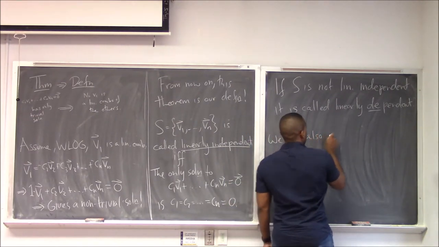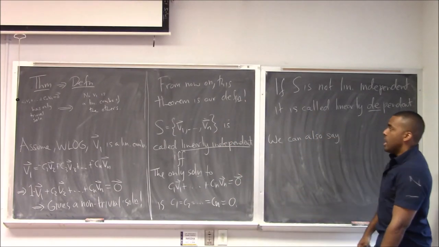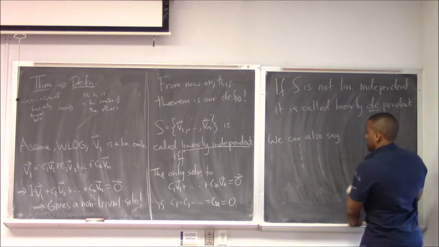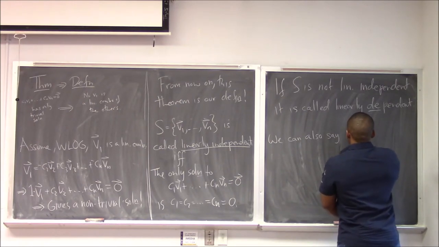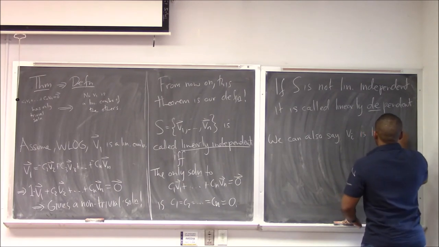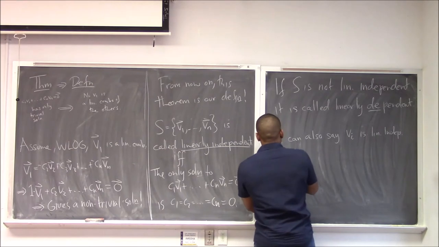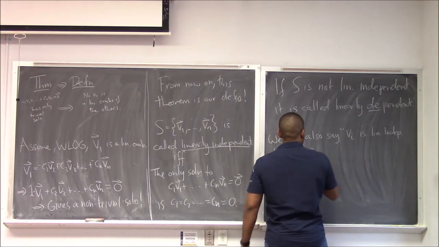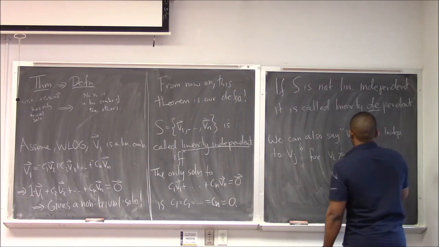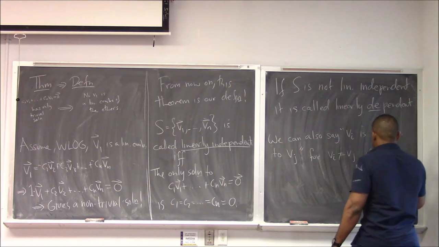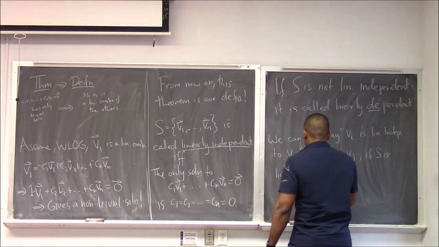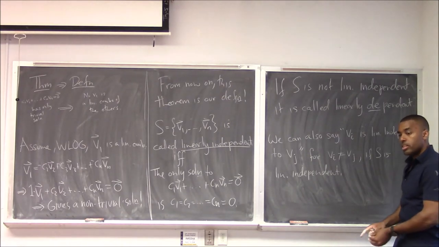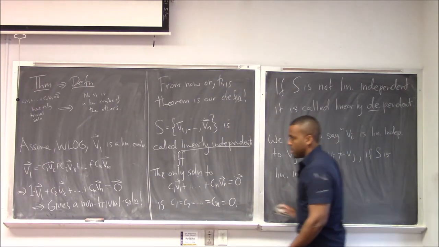We can also say, in this case, so if S is a linearly independent set, I can describe this relationship between any two vectors in the set. So I can say V1 is linearly independent to V3. It's also okay for me to make that kind of statement. So I can talk about a set being linearly independent, but I can also talk about individual vectors in that set being linearly independent to each other, and we won't consider that an abuse of language.